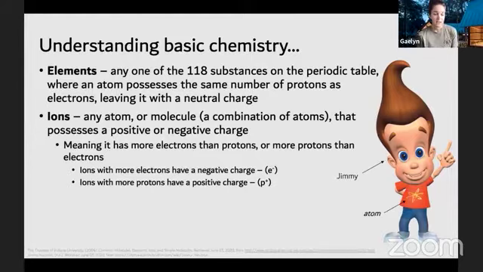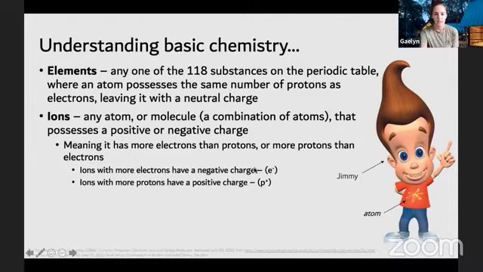So an ion is going to be any atom or molecule, which is a combination of atoms, that possesses a positive or negative charge. So how does it get that positive or negative charge? Well, it has either more protons than electrons or more electrons than protons. So if you have an ion that has more electrons than protons, it's going to have a negative charge. And it's going to be the opposite for protons. So if your ion has more protons than electrons, it's going to have a positive charge.